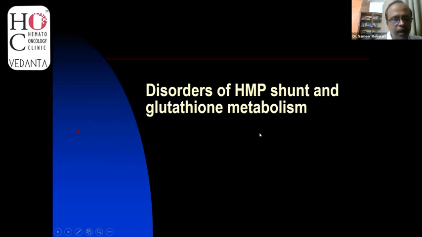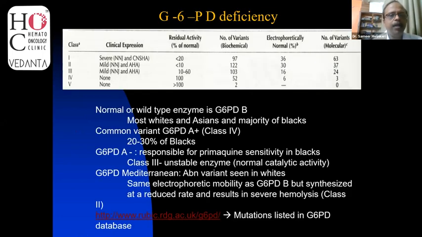Much more common are disorders of the HMP shunt and glutathione metabolism, and the commonest condition that we come across here is G6PD, glucose 6-phosphate dehydrogenase deficiency. Now, I won't go into too much detail on G6PD for you. You can just remember it this way.